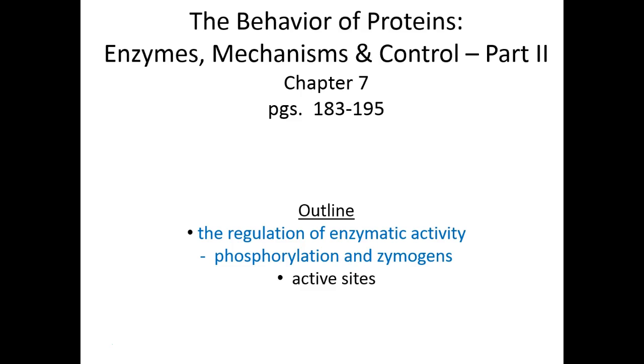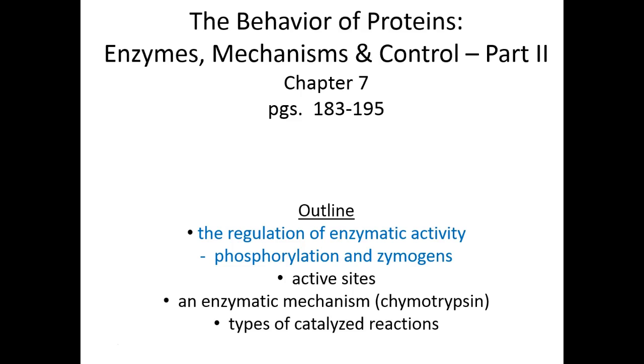In the second chunk, we'll talk about active sites and what goes on in the active site, and we're going to use a classic enzyme, chymotrypsin, a digestive enzyme, as a specific example for an enzymatic mechanism where we will look at the actual biochemistry that's occurring between the substrate and the side chains of the amino acids of this enzyme right there in the active site. We'll end this lecture series talking about different types of catalyzed reactions and coenzymes.